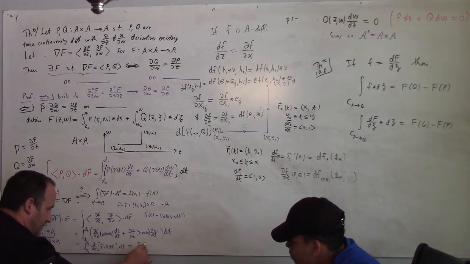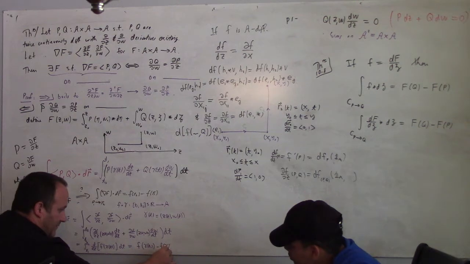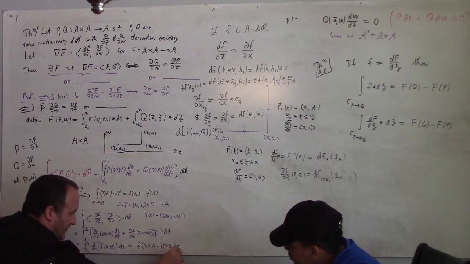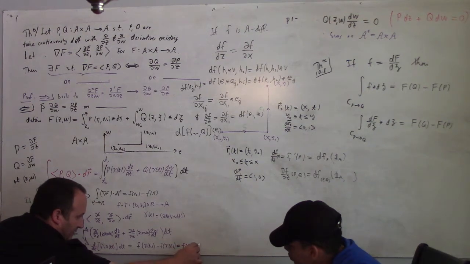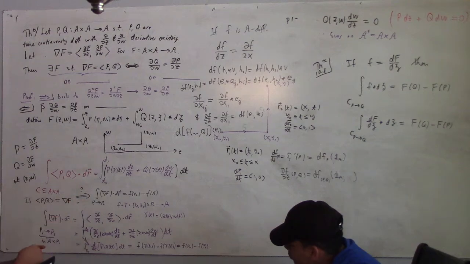So by the, well, whatever you want to call it, this is F of gamma of t2 minus F of gamma of t1. But of course, by construction of the parameterization of the path, that's F of P2 minus F of P1. In other words, yes, this integral plays nice with our definition of gradient in such a way that this integral has the fundamental theorem of calculus for line integrals in A cross A. It's what we hope for.